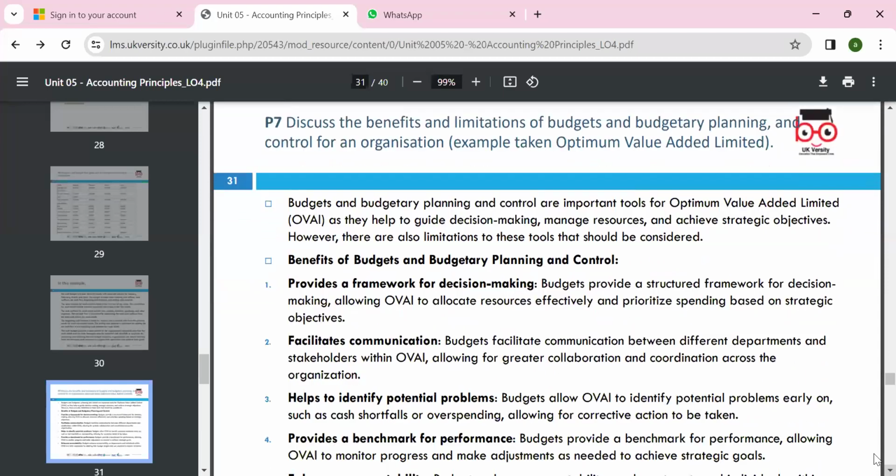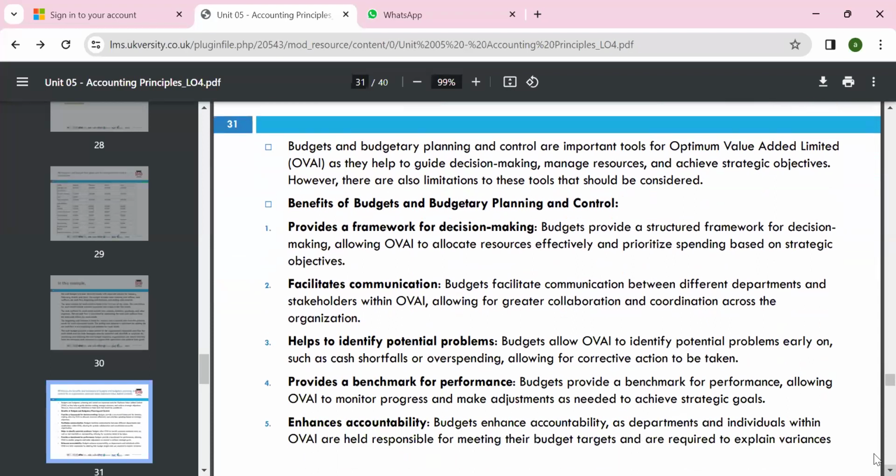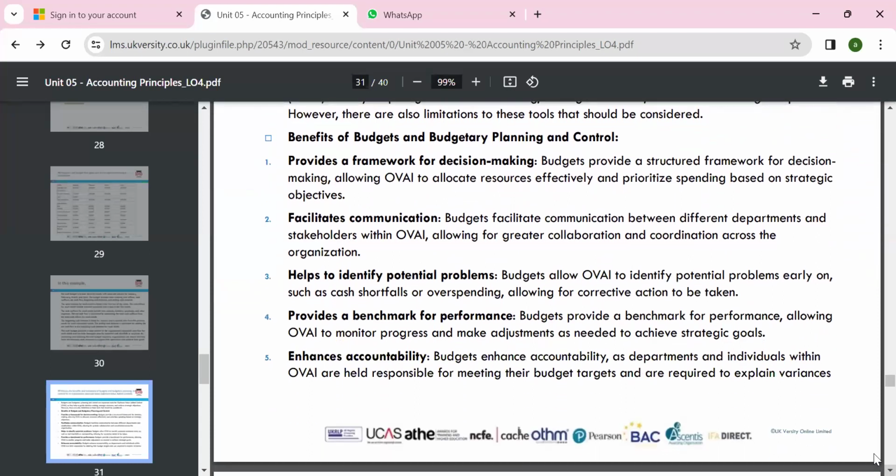Then we discuss the benefits and the limitations of the budget. The benefit of budget planning is that it provides a framework for decision making. We can make decisions and allocate resources. It facilitates communication with the various stakeholders, as we discussed previously. It helps to identify problems if we have a budget shortfall. If we have a variance, we can take corrective action. It provides a benchmark, which means a standard KPI, like budgeting to spend 10, but actually we spend 20.